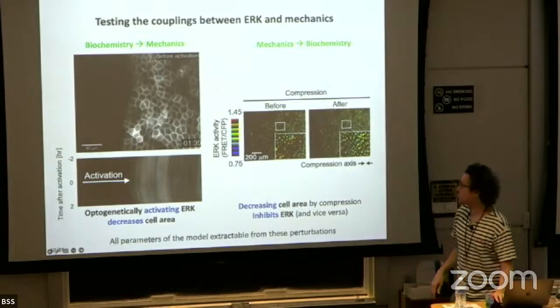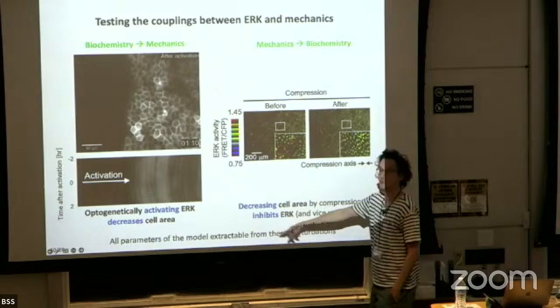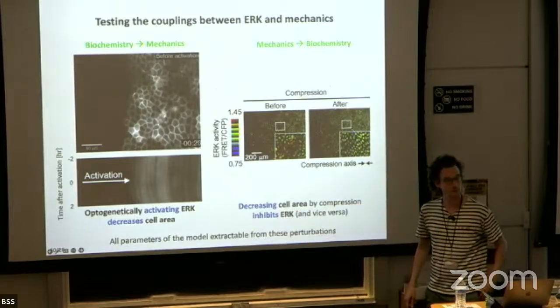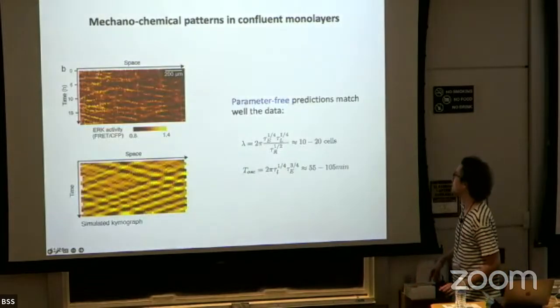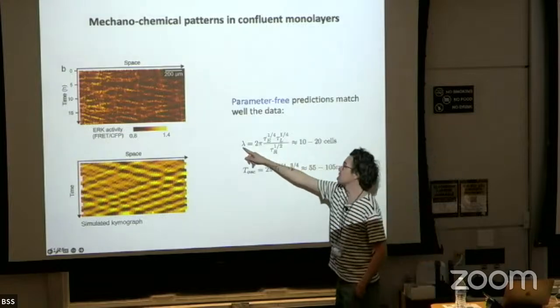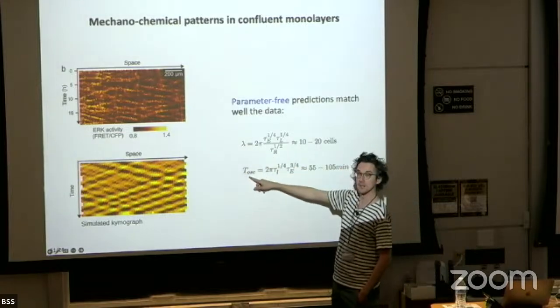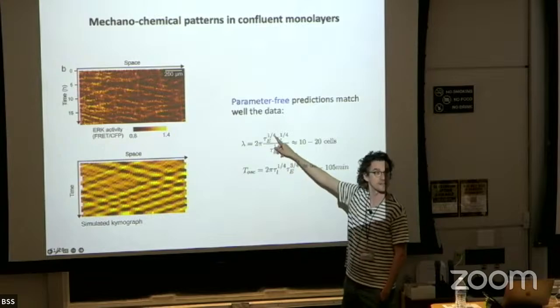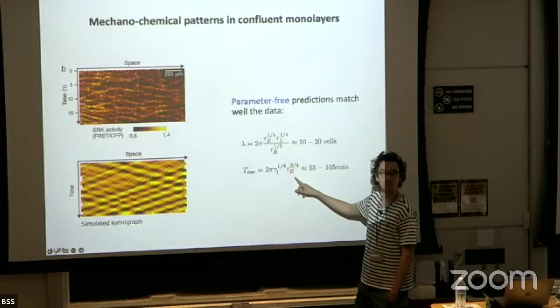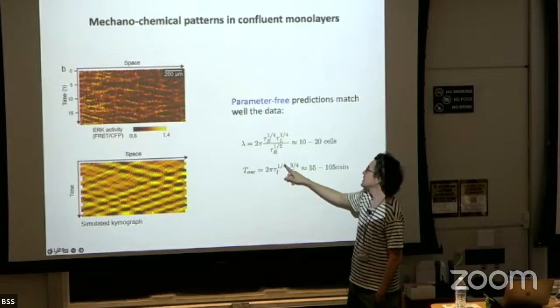Okay. So the cool thing is that from these perturbations, you can essentially extract all relevant parameters of the model, and then you can get analytical predictions for the wavelength of the instability and its period, which depends again only on the 3 time scales of the problem. But I've actually constrained all 3 time scales, and so I can plug this in.